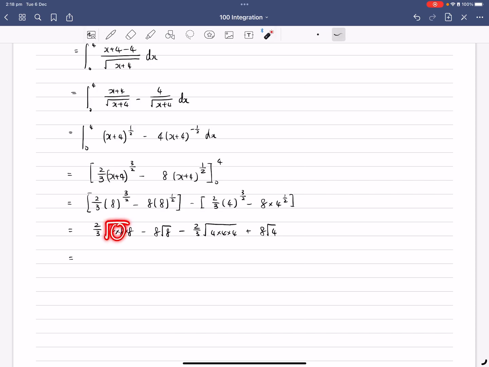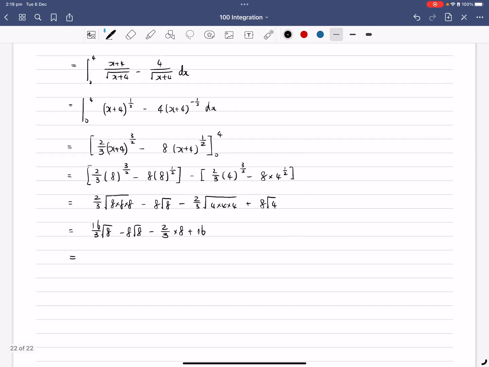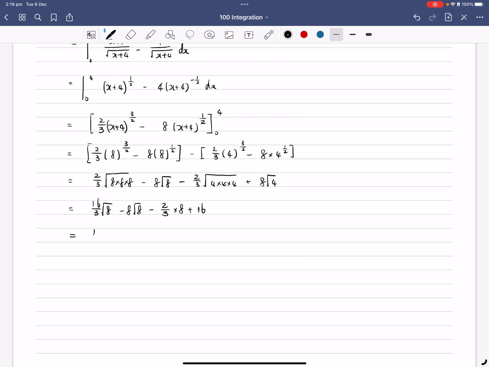Let's just do one at a time. The square root of 64 is 8, so take this one out. And the square root of 16 times 4, that's 64, which is the square root of 64. That should be 8. And the last one is 8 square root of 4, which is 16. Okay, let's see, what's the answer? So that becomes 16 over 3 root 8 minus 8 root 8 minus 16 over 3 plus 16.